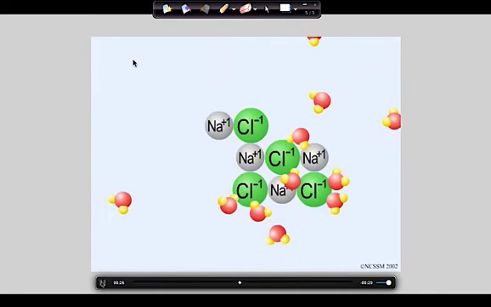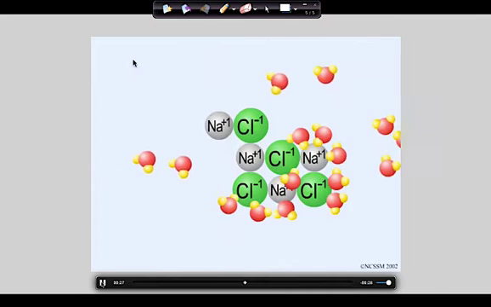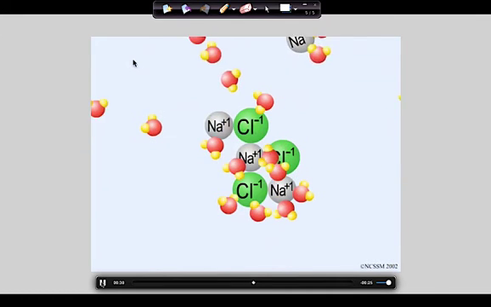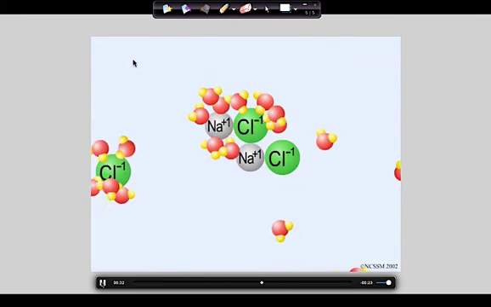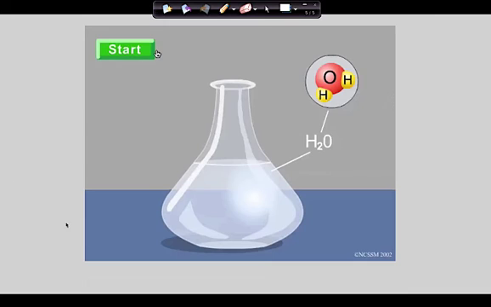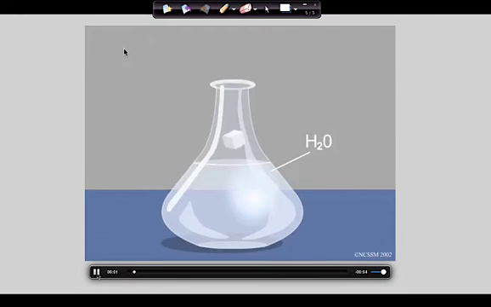Okay, so electrolyte or non-electrolyte? That is an electrolyte. As it dissolves, it creates charged particles. You guys okay? Okay, so now let's jump over here and look at sugar.